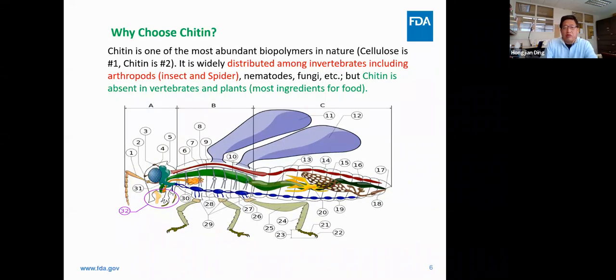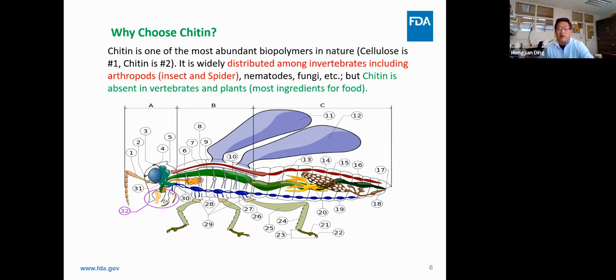So the next question is why we choose chitin. As an entomologist, looking at an insect, we can go to different parts. Chitin is one of the most abundant biopolymers in nature. Cellulose is number one, chitin number two. It's widely distributed among insects, arthropods, insects and spiders, nematodes and fungi, but chitin is absent in vertebrates and plants. You know, vertebrates and plants are the most common ingredients of daily food.